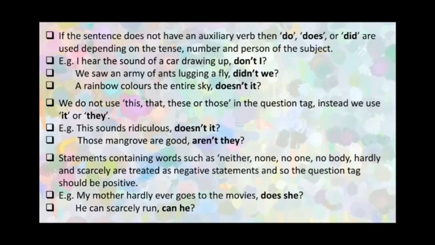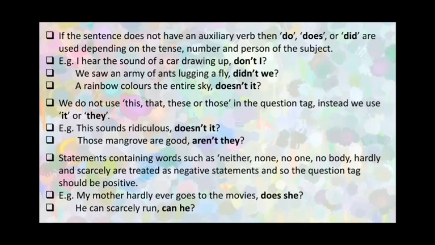Next, we saw an army of ants lugging a fly, comma, didn't we? Next sentence, a rainbow colors the entire sky. Again, a positive sentence, comma, doesn't it? So all three sentences were positive. Because there was no auxiliary verb present in these sentences, we used words like don't, didn't, and doesn't.